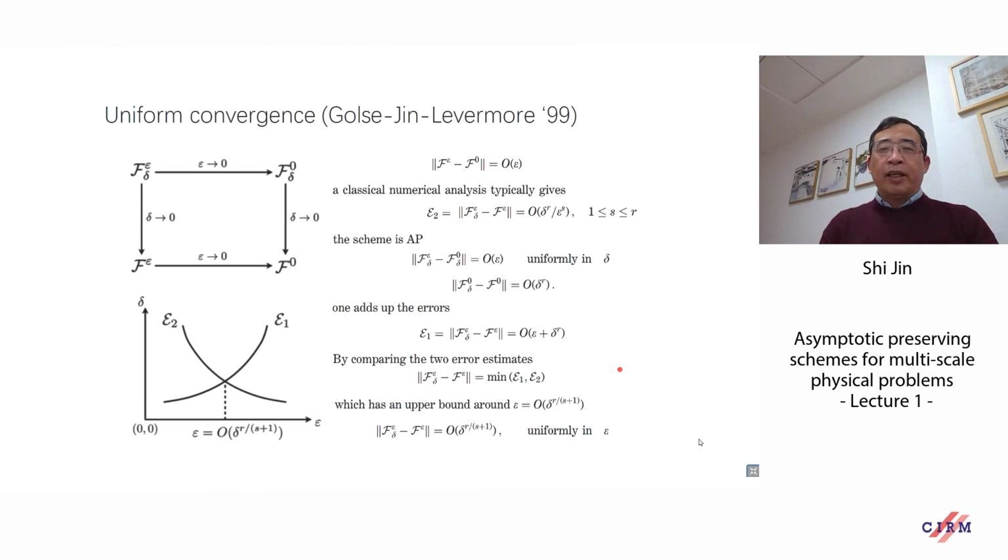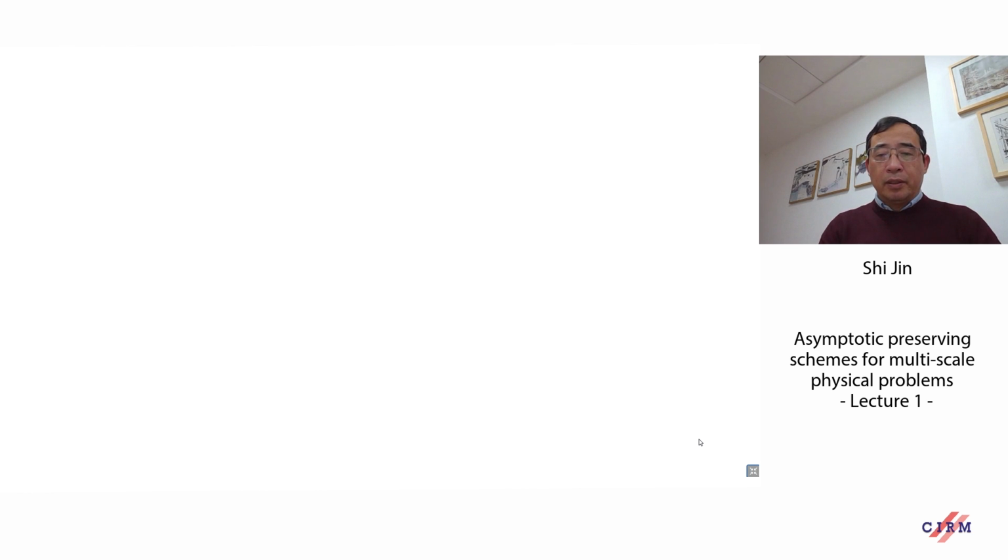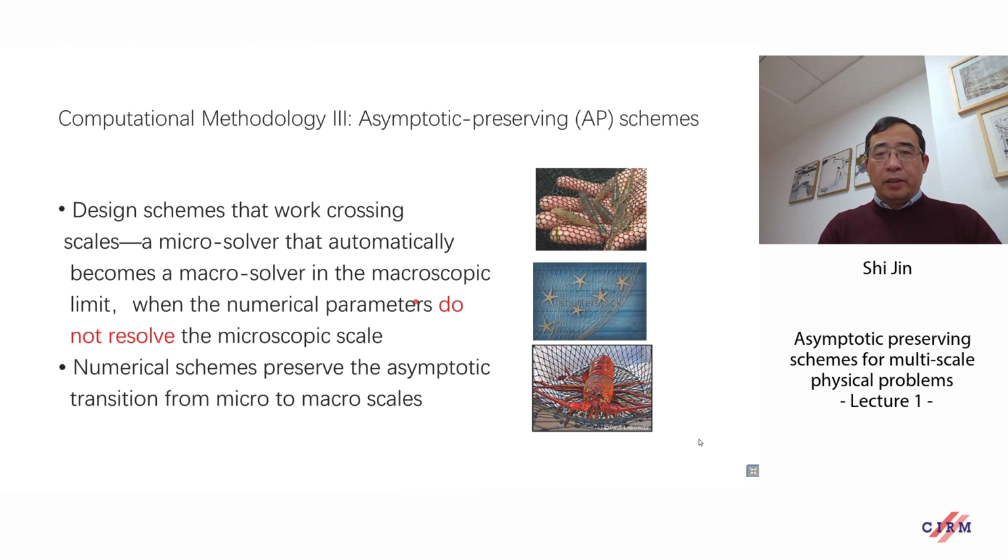Actually, I will start from where I ended last time because I didn't finish my talk last time. So we're going to talk about the so-called asymptotic-preserving schemes. Basically, we try to design a scheme which works across scales. It's based on solving microscopic equations, but I hope it works even in the macroscopic scales. And the idea is to try to preserve the asymptotic transition from micro to macro scales also at the discrete level.